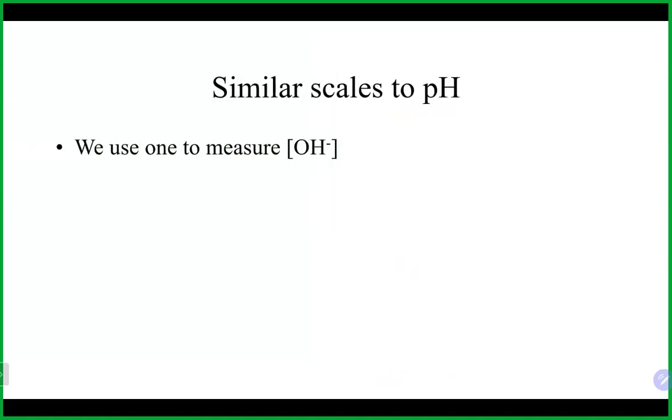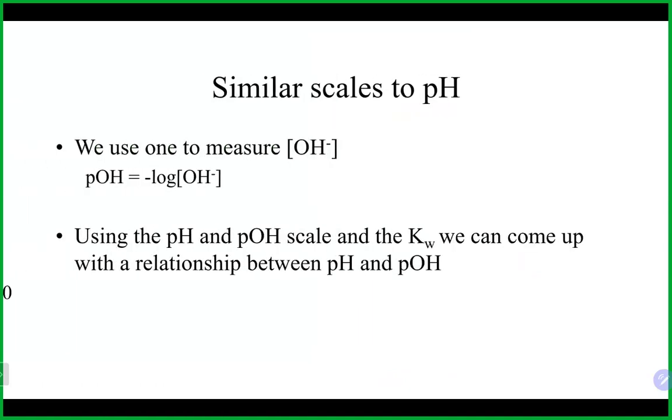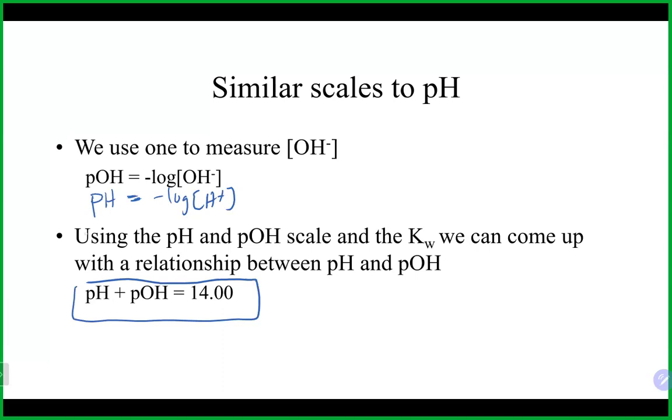As we touched upon in that last example, there are similar scales to pH, and pOH is a very popular one, which is calculated the same way. So if we put our pH equation there, it's minus the log of the H plus concentration. And once again, the relationship between the two is that if you add them together, they equal 14. This gives you a variety of ways you could solve some of these problems. You could also use our Kw that we've been using.